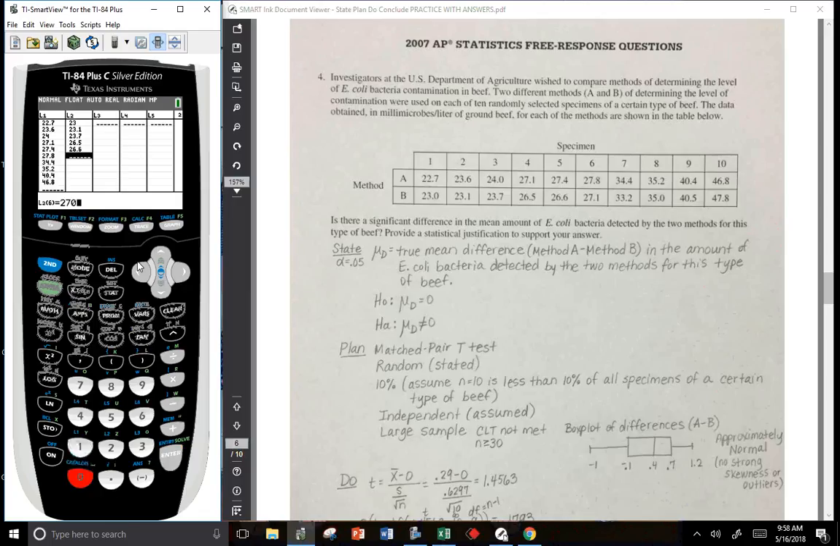Our alternative hypothesis is not equal to, and we want to go down to calculate. And so you should get about 1.4563 for your t. You should get about 0.1793 for your p-value.